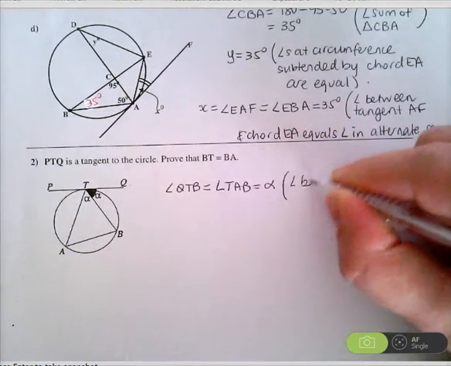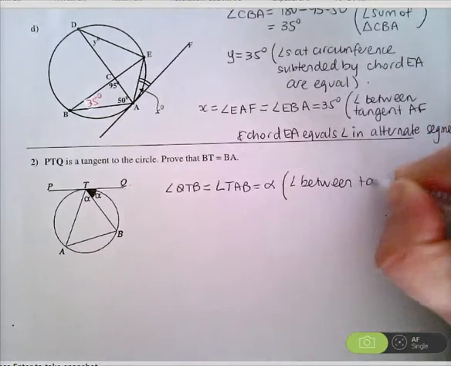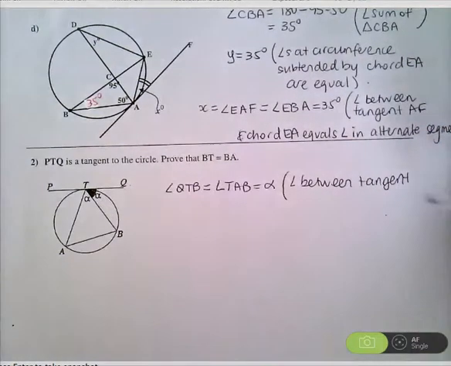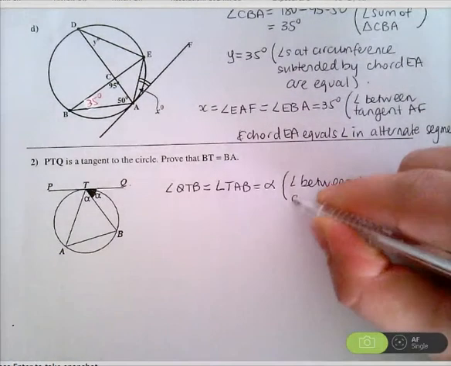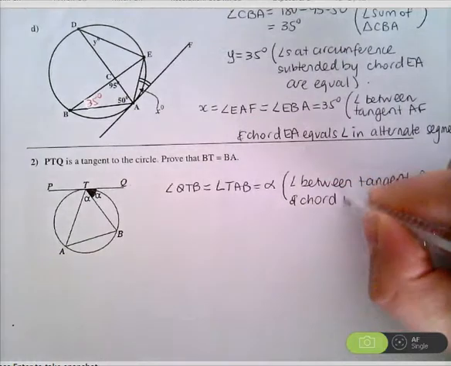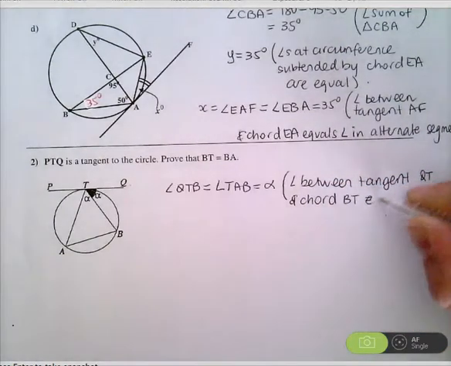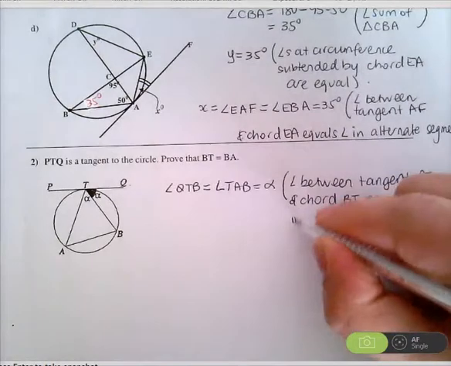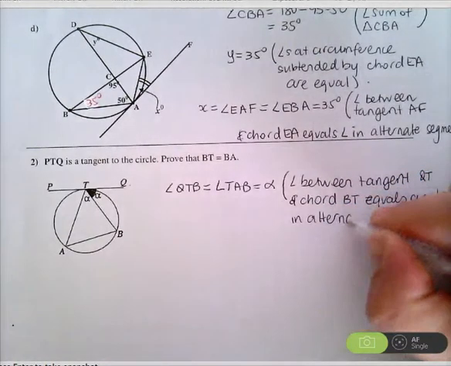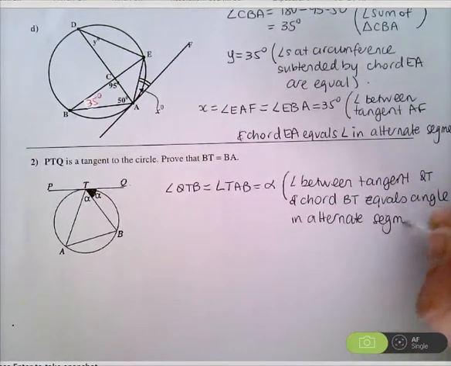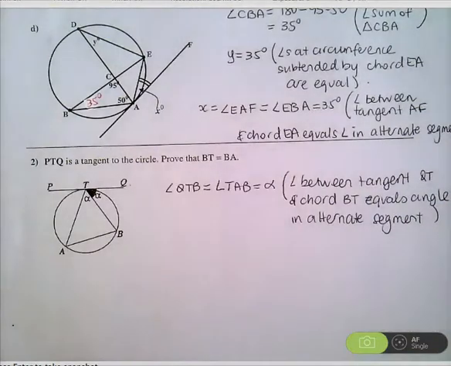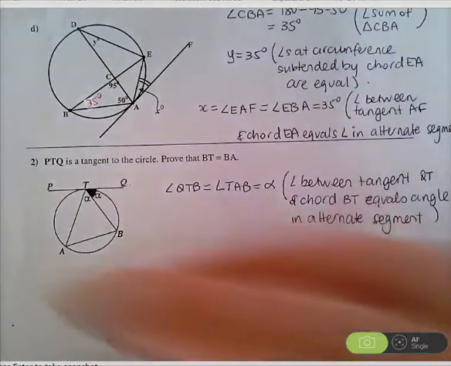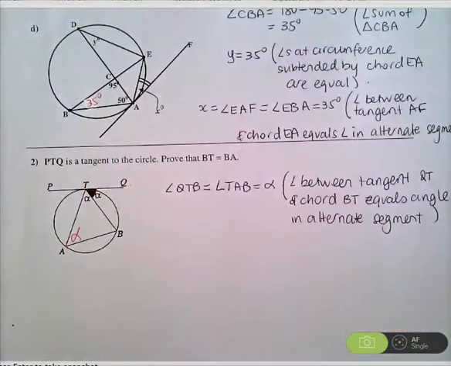Reason: the angle between your tangent, QT, and your chord BT equals your angle in the alternate segment. Okay, so now I can mark that this angle here is also alpha.